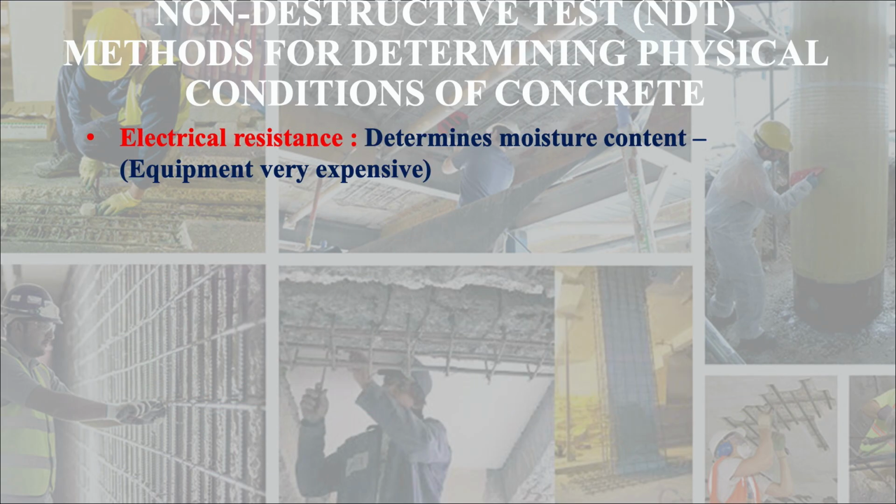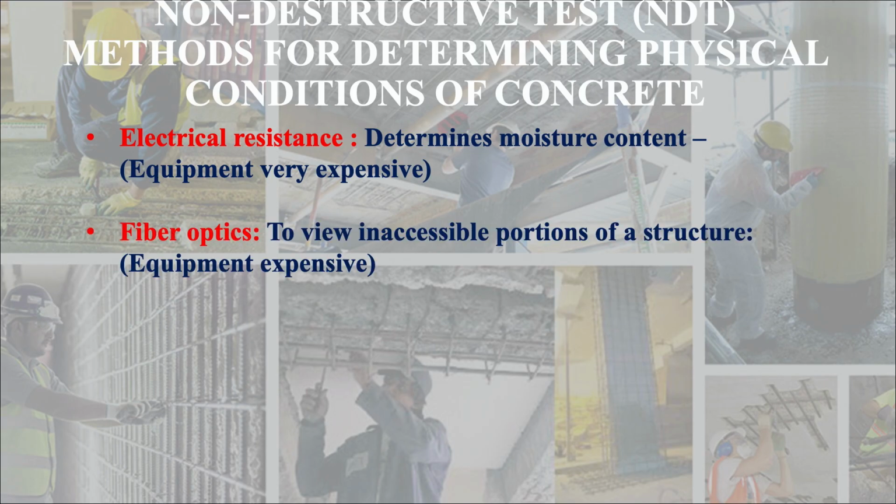Then electrical resistance determines moisture content, but the equipment is a little expensive. Then we can use fiber optics, and with the help of this we can view the inaccessible portions of a structure. Where you cannot reach, where other tests cannot be done, there you can prefer fiber optics. Here also the equipment is expensive.